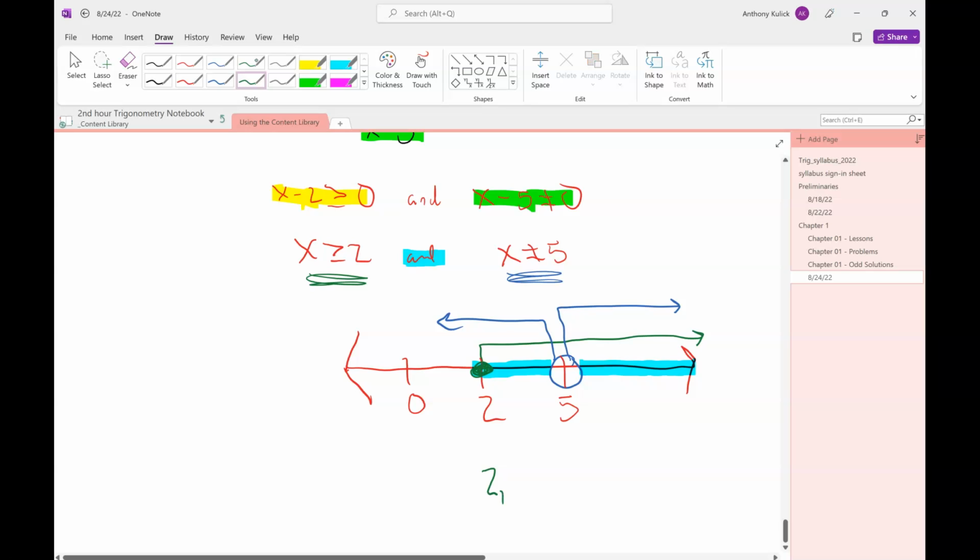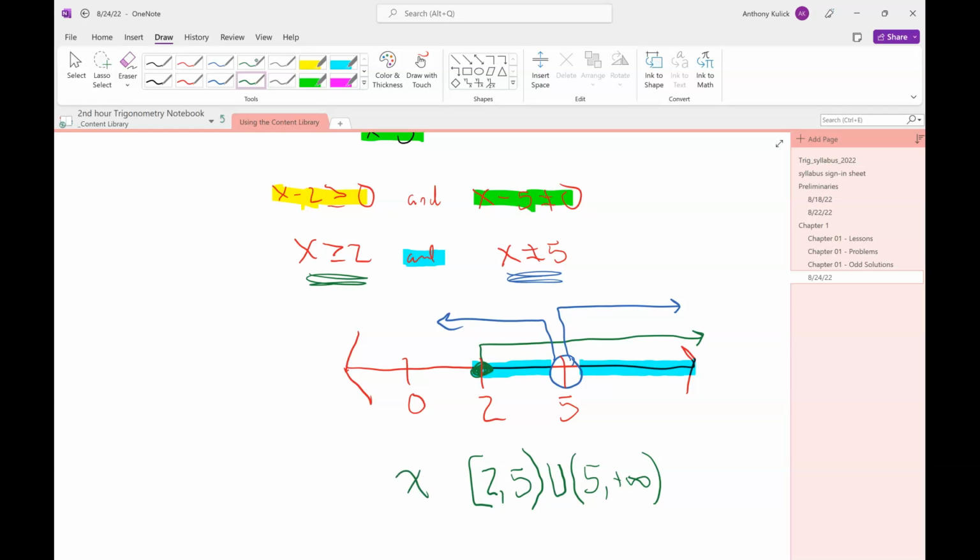So I would have the interval from 2 to 5, a bracket on the 2, parenthesis on the 5, union, and then going from 5 to positive infinity. Again, 5 gets a parenthesis, and positive infinity would get a parenthesis. Does that feel okay? Little sneaky there with the break, right? Very easy to miss that.